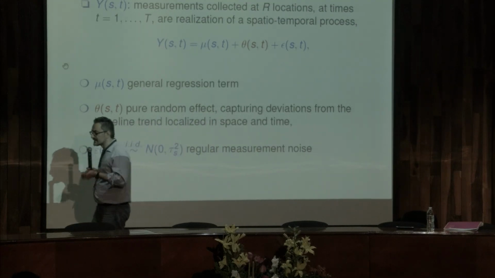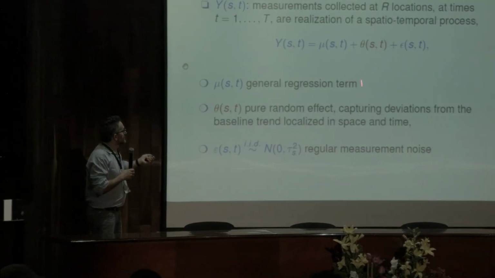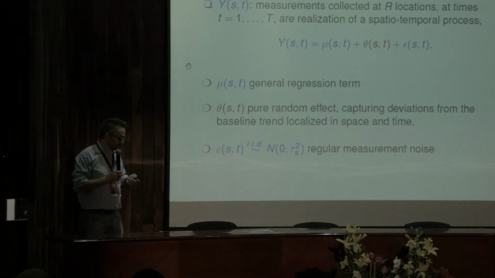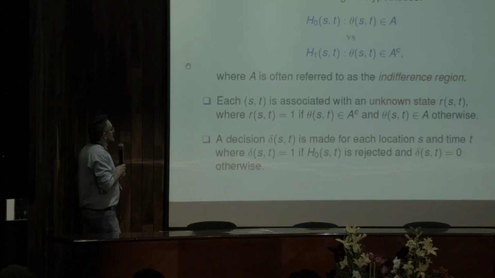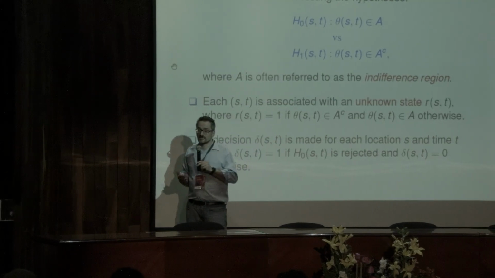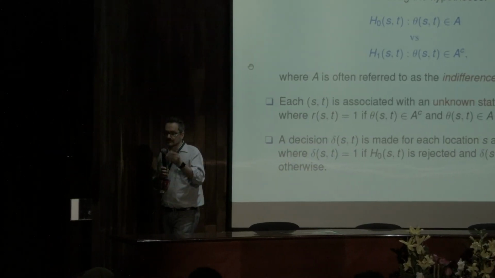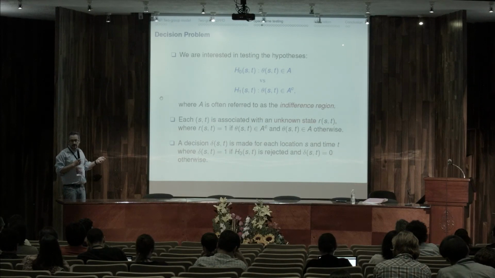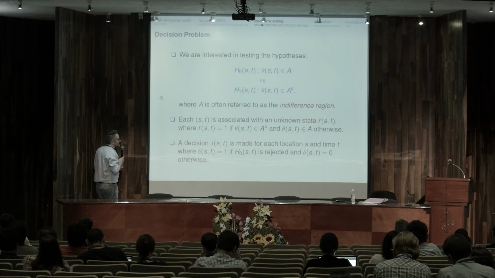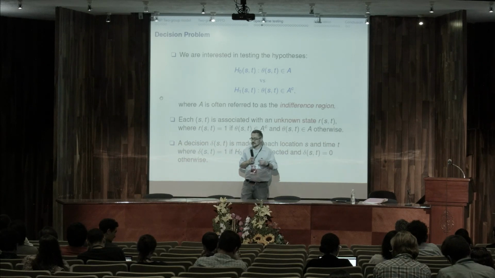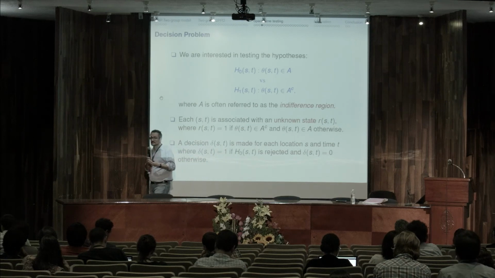From the perspective of a two-group model here, what we are going to consider is typically the pure random effect, the spatial effect, spatial temporal effect in this case. And what one may be interested in is to study this type of hypothesis. At time t and location s, our process is in indifference region, corresponding to the normal region, or not. And of course, at each time and at each location, we have a true state of nature, which we don't know, and we have a decision to make based on our estimation procedure.